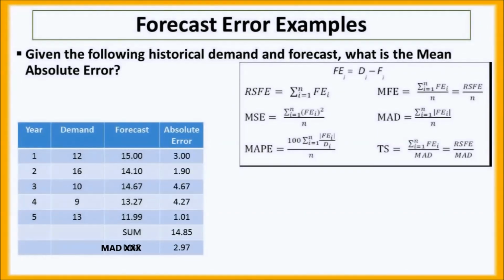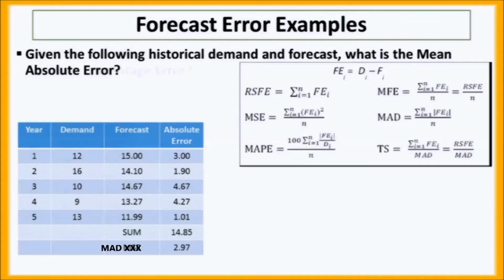Remember, the absolute error is just the error, except that we have taken the absolute value of all of those numbers. So there are no positives and there are no negatives. And to find the mean absolute deviation or the mean absolute error, we are going to add all those up. It equals 14.85. Divide by 5, and we end up with the mean absolute deviation.